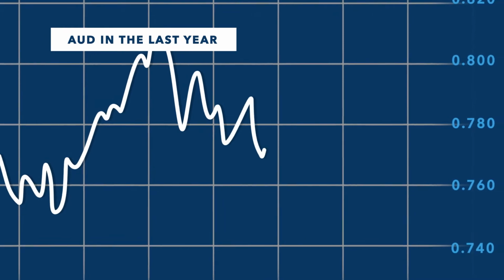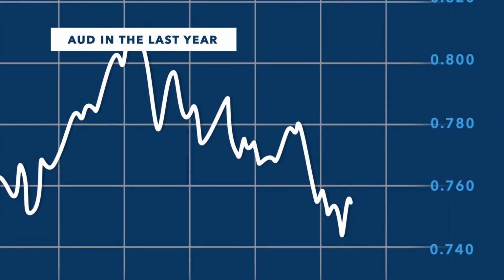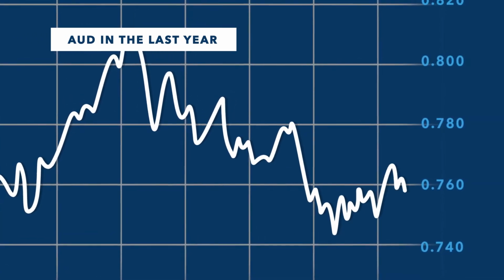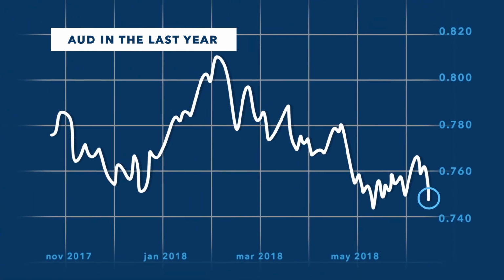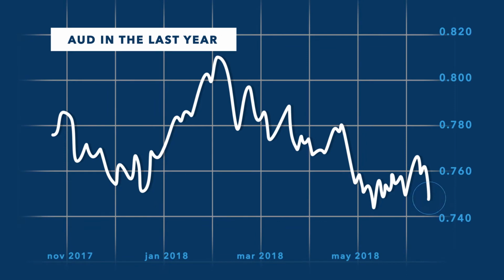While we should be conscious of the drop in the Australian dollar, we should also keep in mind that it's still higher than it was 18 months ago against the US dollar. When we look at the graph for the Australian dollar in the last 12 months, we can see that it is low at the moment, but we shouldn't be too pessimistic just yet.